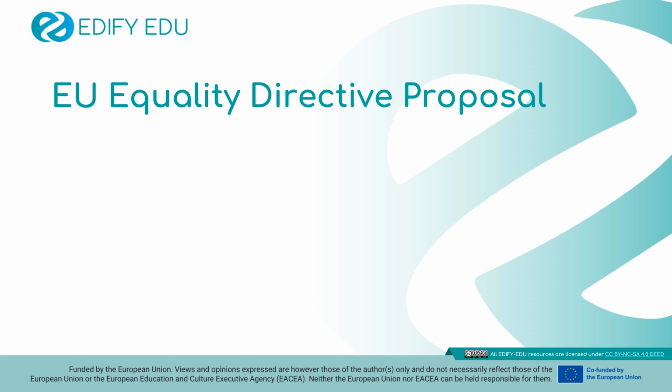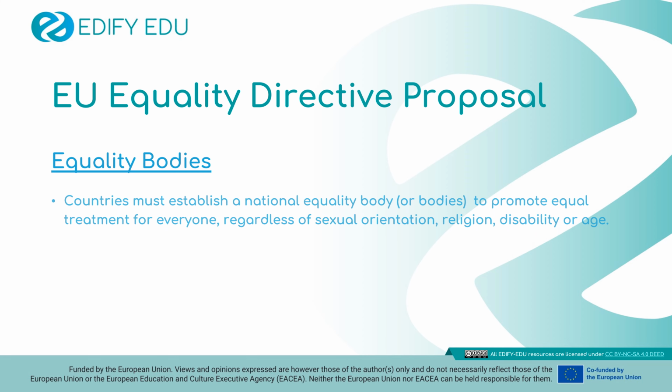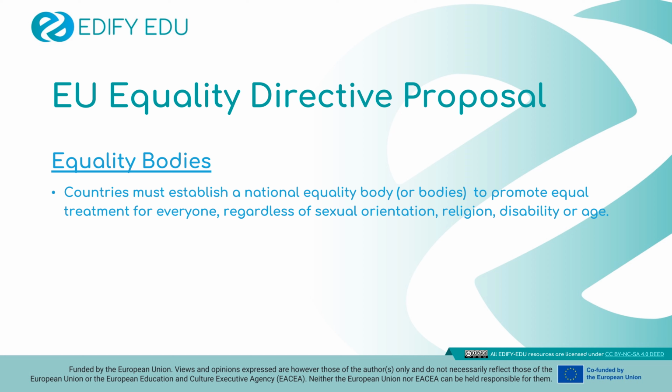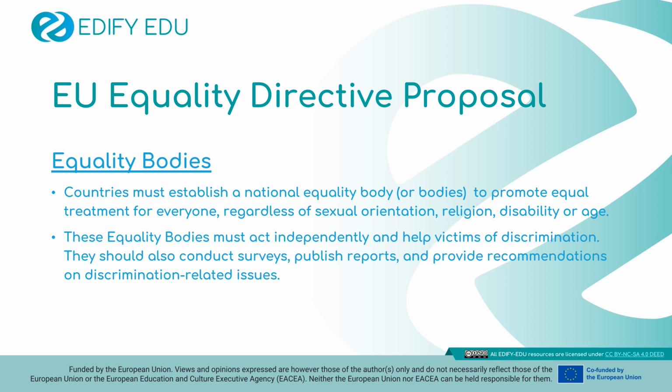EU Equality Directive Proposal Article 12. Equality bodies. Countries must establish a national equality body, or bodies to promote equal treatment for everyone, regardless of sexual orientation, religion, disability or age. These equality bodies must act independently and help victims of discrimination.